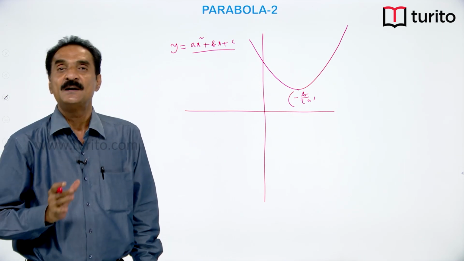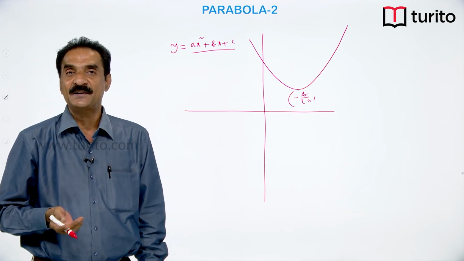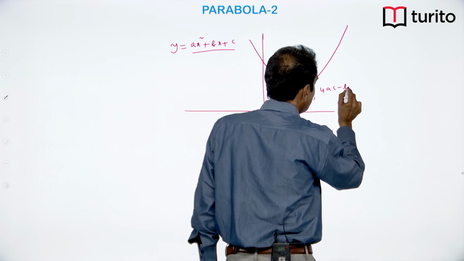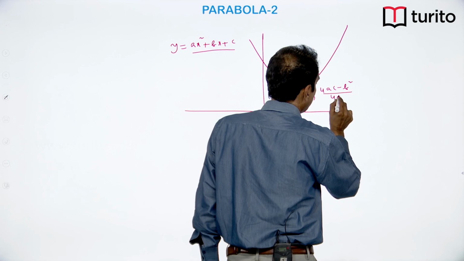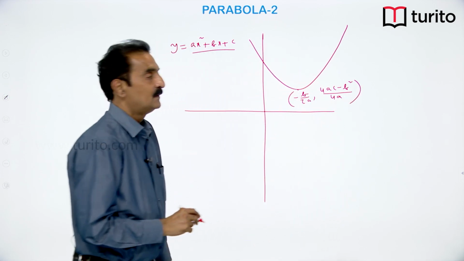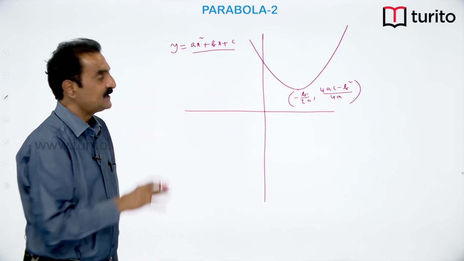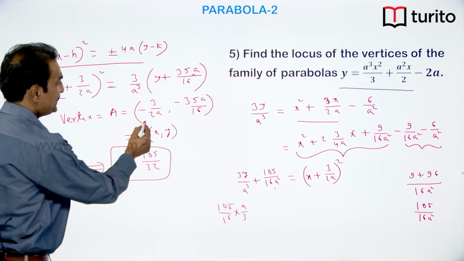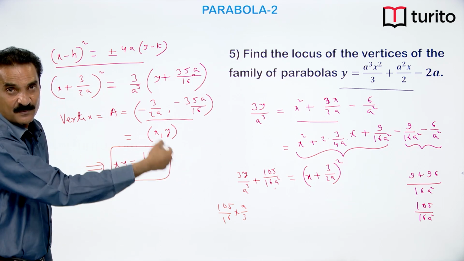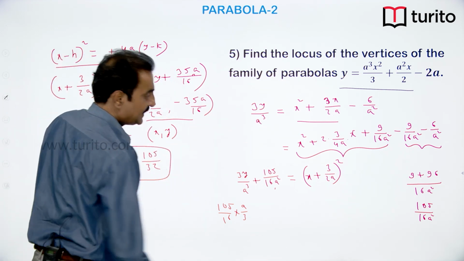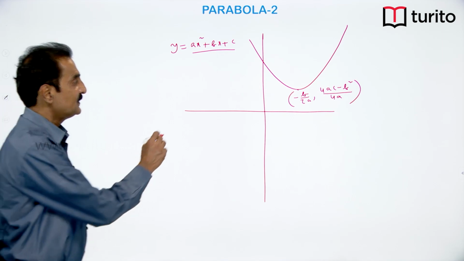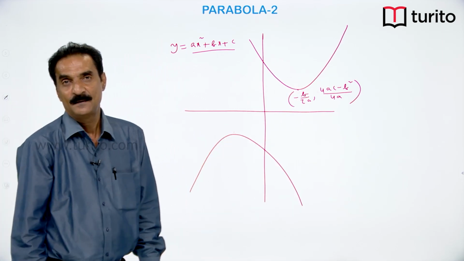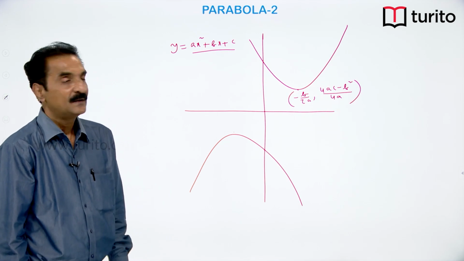All of you remember the formula for the minimum value of a quadratic expression, that is 4ac minus b square by 4a. So, if you remember this formula, you can directly find this point using that formula, no need of working like this. Similarly, even when the parabola is like this, the same formula will be valid for the vertex.